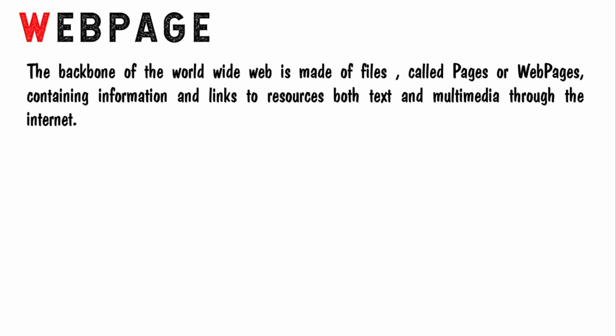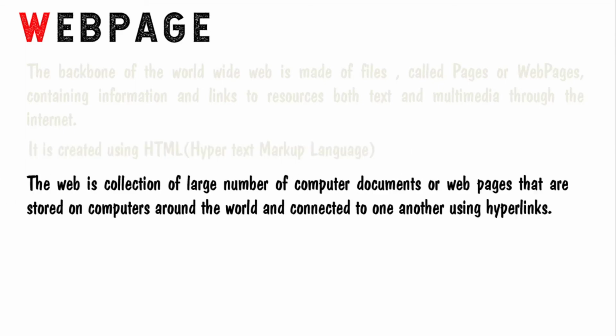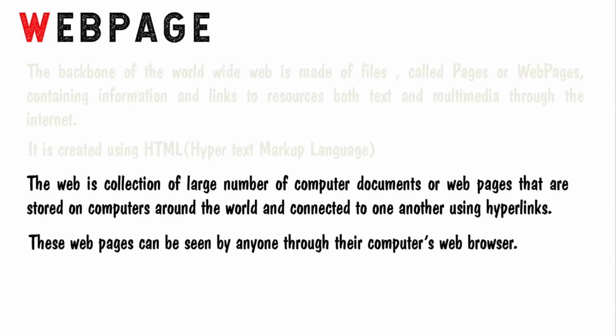Web page. The backbone of the World Wide Web is made of files called pages or web pages, containing information and links to resources, both text and multimedia, through the internet. It is created using HTML, that is hypertext markup language. The web is a collection of a large number of computer documents or web pages that are stored on computers around the world and connected to one another using hyperlinks. These web pages can be seen by anyone through their computer's web browser.